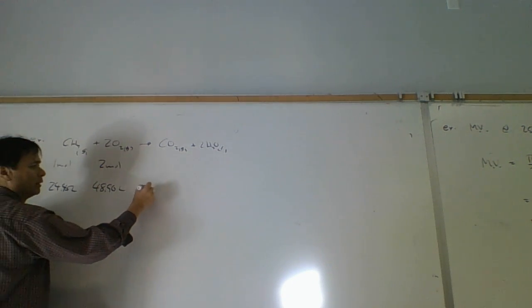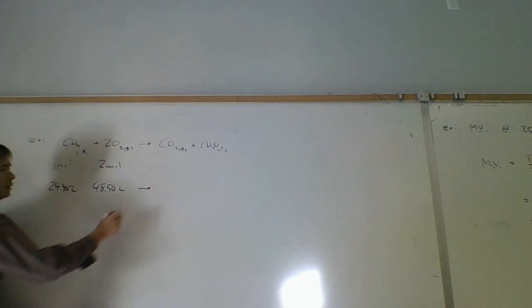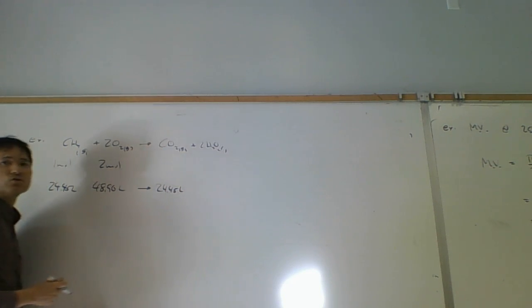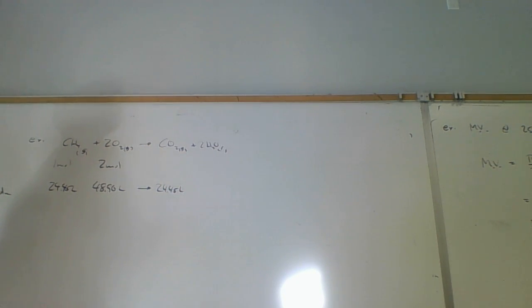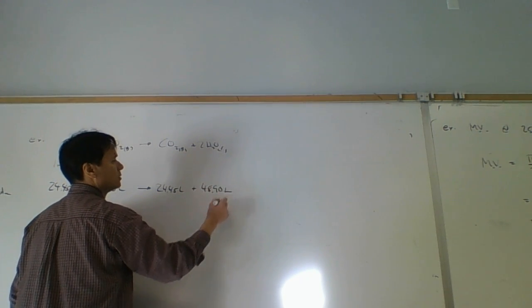And if I do that, how many liters of CO2 will I produce? Yeah, 24.45 liters of CO2. And how many liters of water will I produce? 48.90 liters of water.